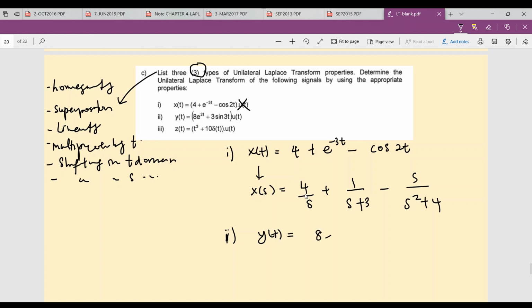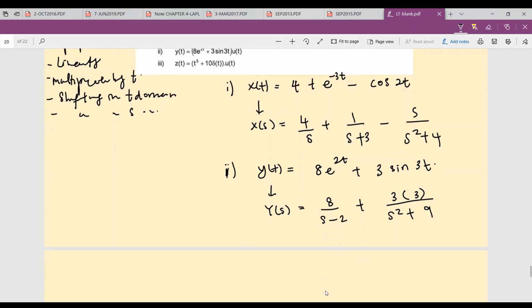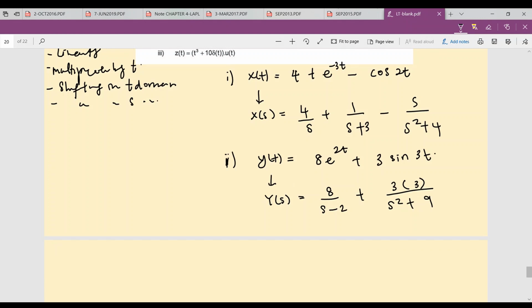Okay, YT 8 eksponen 2T plus 3 sin 3T. Okay. So, kalau nak buat YS, this one adalah 8 over S minus 2 plus 3 darabkan dengan omega over S square plus omega square. Okay. Okay, last number 3 ZT. Okay, ni T kuasa 3 plus 10 delta T. Senang je ni.